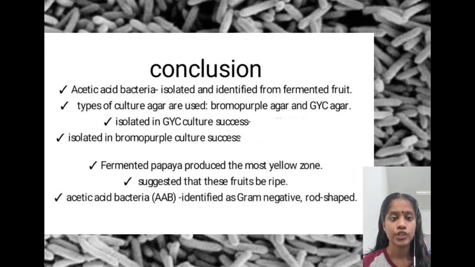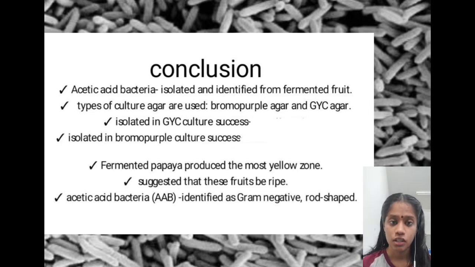So in conclusion, acetic acid bacteria were isolated and identified from fermented fruit in this study. The enrichment culture technique was shown to be effective in promoting the growth of acetic acid bacteria from fruits. In this experiment, two types of culture agar were used, which are bromocresol purple agar and GYC agar. Acetic acid bacteria were successfully isolated on both GYC and bromocresol purple agar.